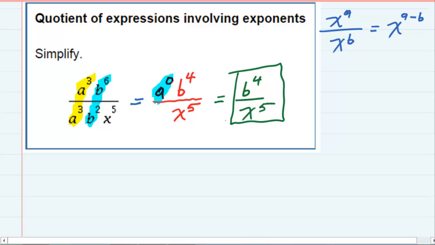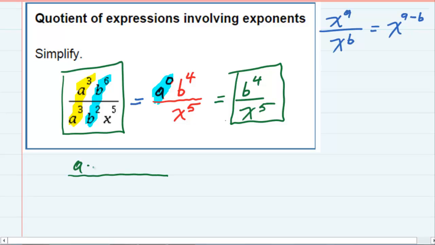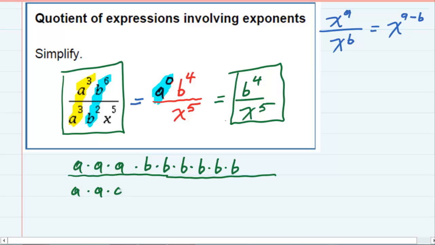But I'm also going to do this one other way, and that is I'm going to write out our original expression. We had a fraction, a to the 3rd in the top gives me a times a times a, and then times b to the 6th, going to need a longer fraction, b to the 6th is b, b, b, and we need 6 of those b's. So that's b to the 6th, and I'm going to do the same thing for the bottom. We started off with a to the 3rd, that's 3 a's being multiplied, b to the 2nd is 2 b's being multiplied, and then x to the 5th is 5 x's being multiplied.